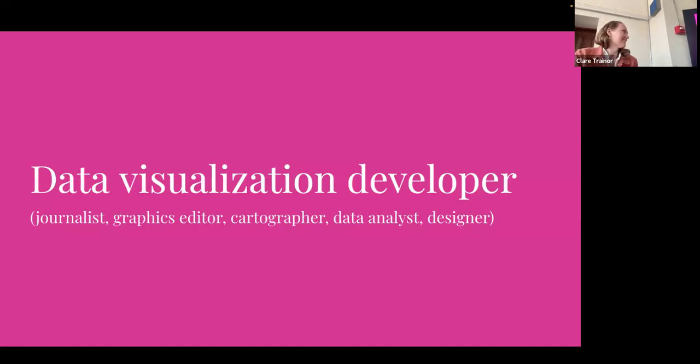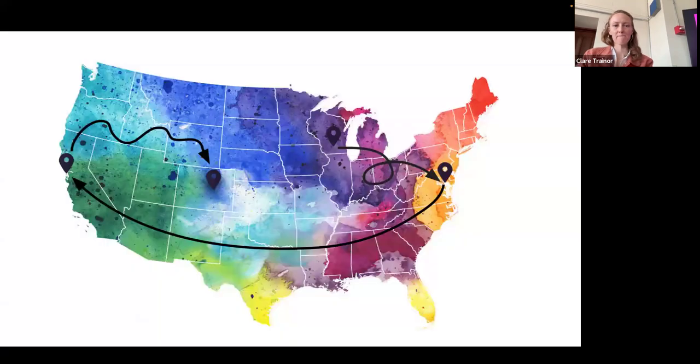So currently I work as a data visualization developer at Reuters, but I'd also like to say I'm a journalist, I'm a graphics editor, I'm a photographer, data analyst, designer. I think there's a lot of different ways that you can describe this field, and I also feel very strongly that cartographers wear a lot of hats. So there's really no one job title that can describe all of the parts that you do.